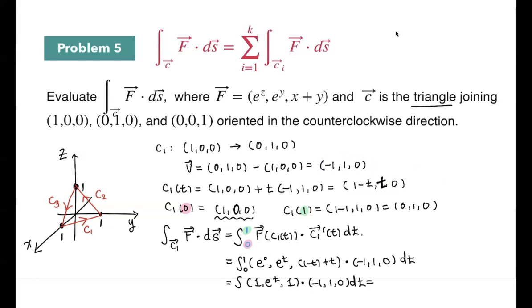We integrate from 0 to 1. If we take the dot product, then it'll be the integral of minus 1 plus e to the t dt. So it is negative t plus e to the t from 0 to 1. So you get negative 1 plus e to the 1 minus e to the 0. So minus 2 plus e. Okay. So you get this one.